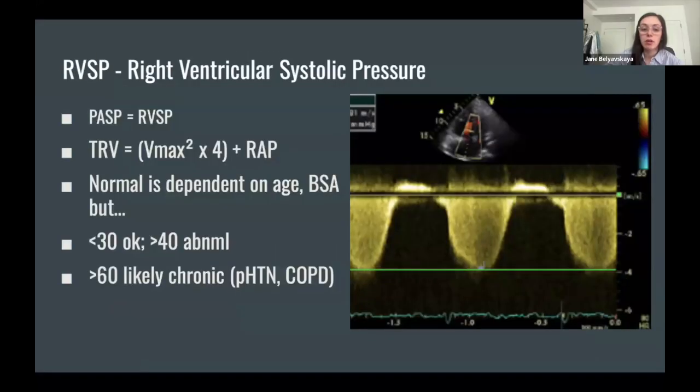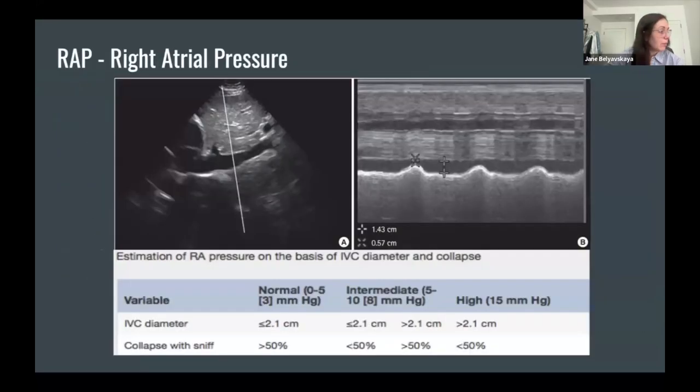So once you have this number, you can add it to the area under the curve for your tricuspid jet, which will give you your PASP or your RVSP. And you want this number to be, again, less than 60. A number greater than 60 suggests a more chronic process.